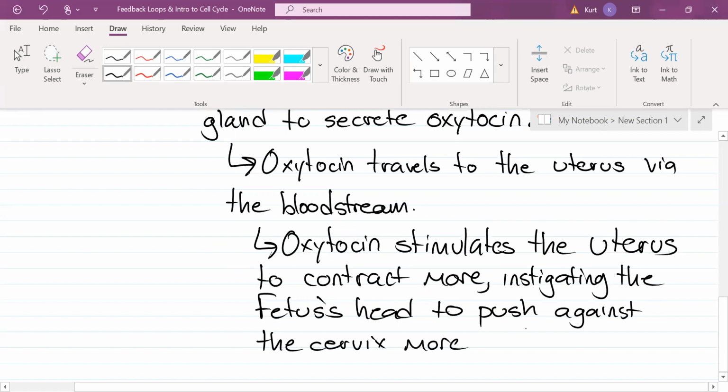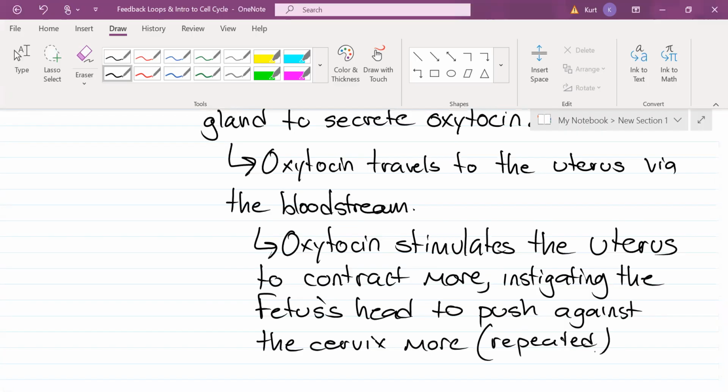And I'm not going to continue this because it's like a never-ending loop, and the whole thing is repeated. When the fetus's head pushes up against the cervix, that means more oxytocin will be secreted, which means there'll be more muscle contractions, which means there'll be more pushing up against the cervix. And it's going to keep happening until the head passes through the cervix, out of the birth canal, which is the vagina, and then out of the body. You have a little boy, you have a little girl. And typically, when the baby's out of the body, there's nothing left pushing up against the cervix, so the contractions tend to stop.